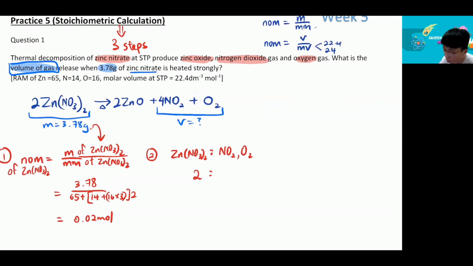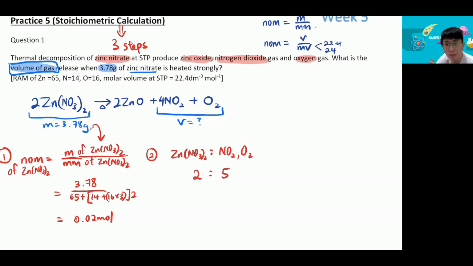Okay, so 4 plus 1 together will be 5. So the ratio between zinc nitrate and the two gases we have, it's 2 to 5. Correct. So by writing down this ratio, it proves that 2 mole of zinc nitrate produce 5 mole of gases. I combine the gases together because they never specified what gas to find. So 2 mole of zinc nitrate will produce 5 mole of gases.